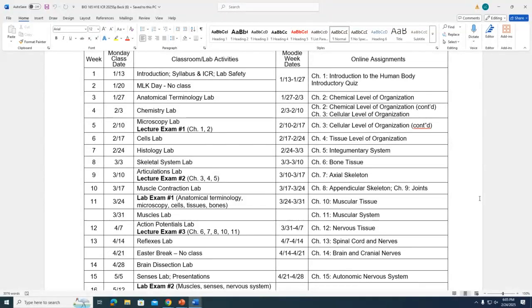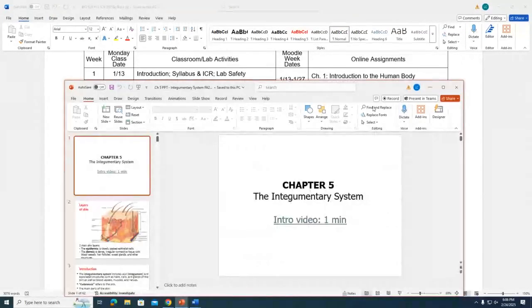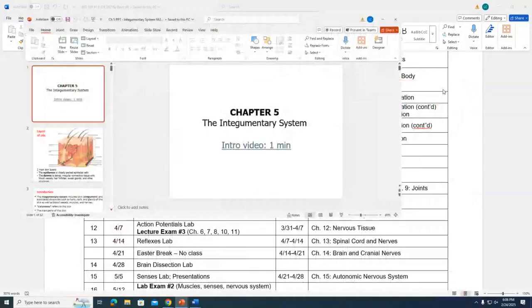maybe we could start learning some bones today. Or we could play with the Anatomage table and see if we can find some integumentary stuff on there. But anyway, we need to look at chapter 5, I guess. Nothing much exciting about this chapter, skin.